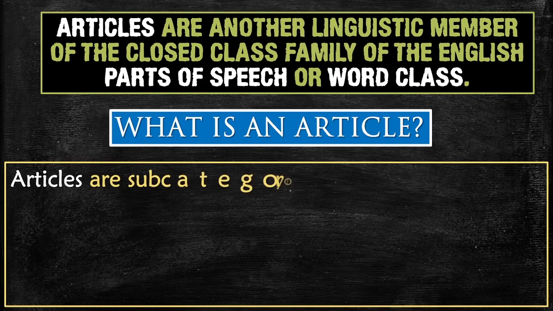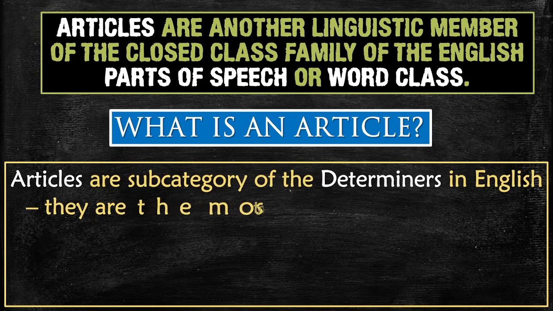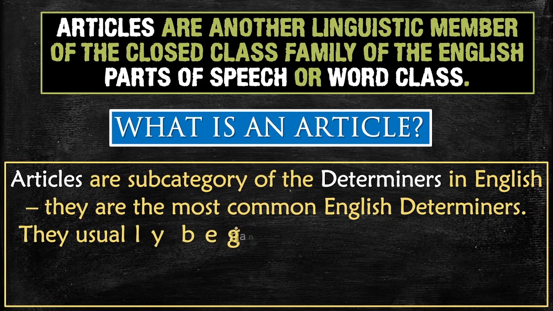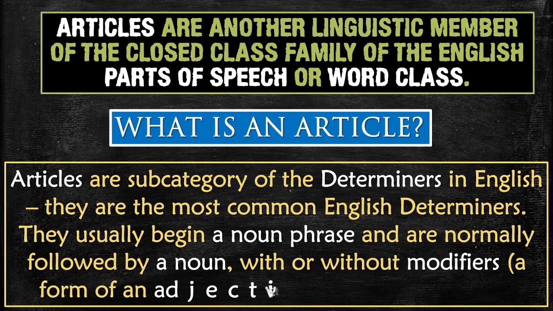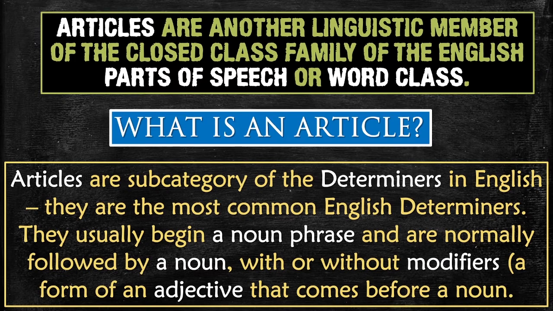Articles are a subcategory of the determiners in the English language. That is, they are the most common English determiners. They usually begin a noun phrase and are normally followed by a noun with or without modifiers. Remember, a modifier is a form of an adjective that comes before a noun.